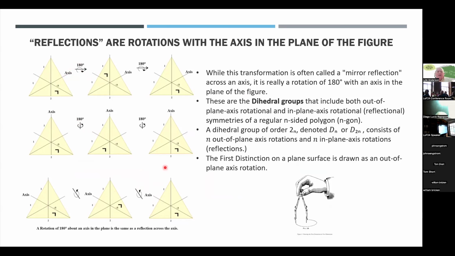And this is probably going to end up giving us the half spin situation. And in my little figure here, the first distinction was drawn as an out-of-plane rotation.